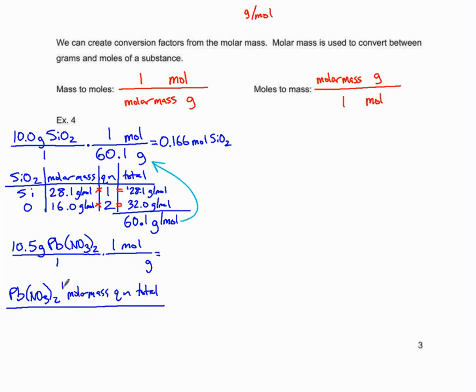All right, so first up, we're going to list the elements that are involved, and that would be Pb, lead, N, nitrogen, and O, oxygen. To the periodic table for our molar masses, we find that lead is 207.2, which we'll just round to 207. Nitrogen 14.0. Oxygen 16.0.